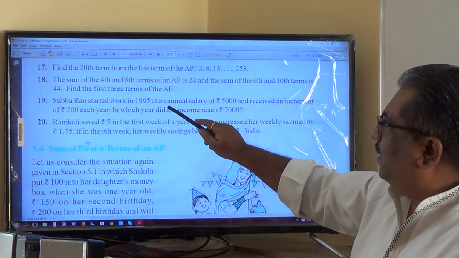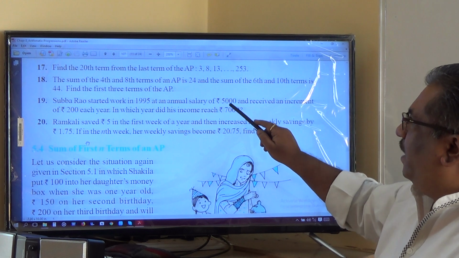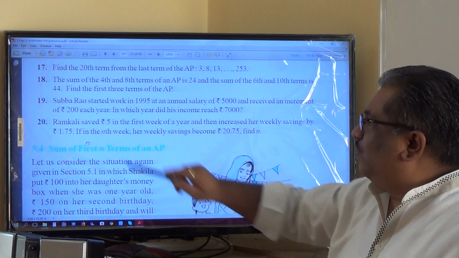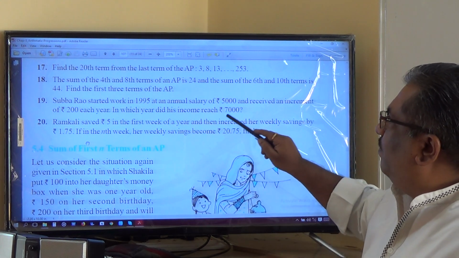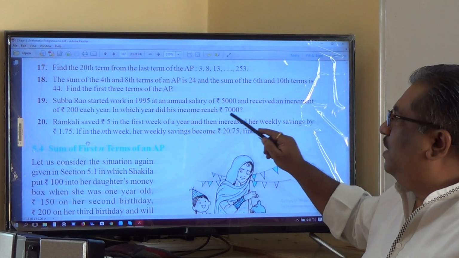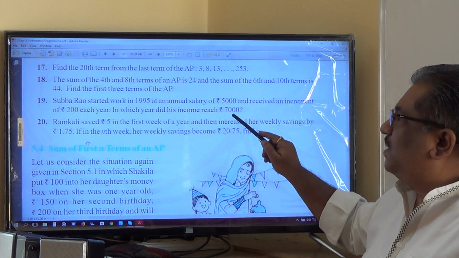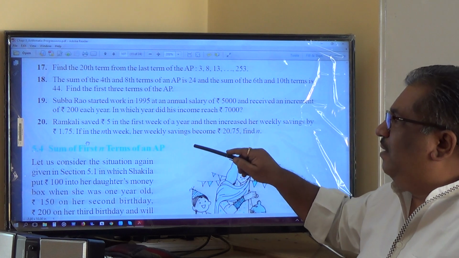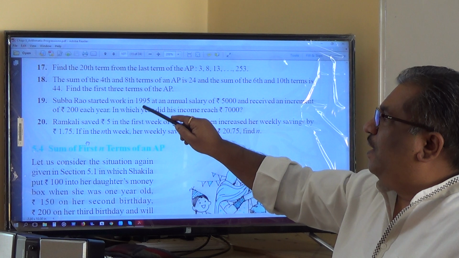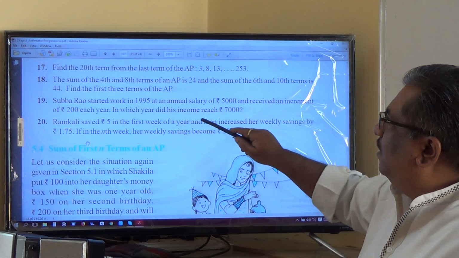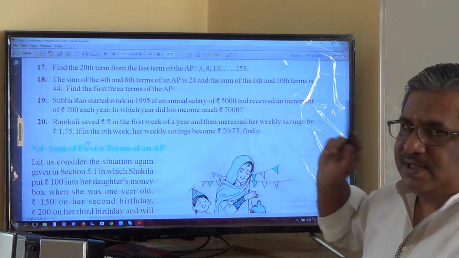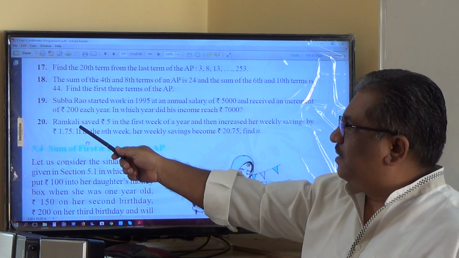Subbarao started work in 1995 at an annual salary of 5,000. A equals 5,000 and received an increment of 200 every year. Common difference is 200. In which year did his income become 7,000? Let in the nth year his income become 7,000, means an equals 7,000. From that you can find n. Once you find n, again use the AP to find in which year he got his income of 7,000. We'll see how to solve.